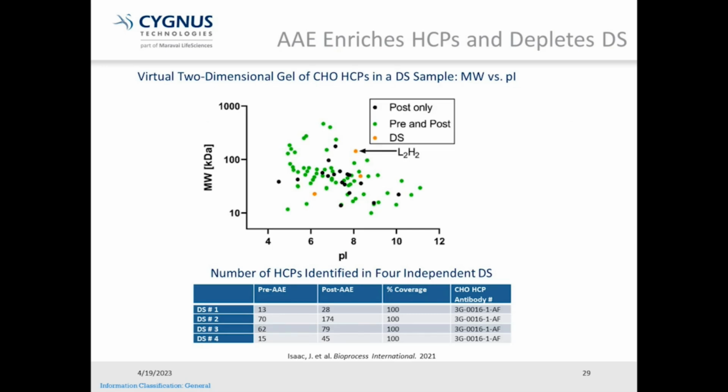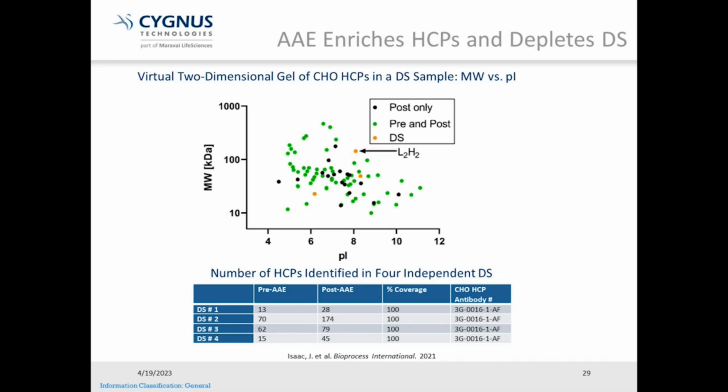AAE is a very useful technique for determining that the ELISA is fit for purpose. This is because it can be used to show antibody coverage in the drug substance, the most important step. AAE is unique compared to other antibody coverage methods because it can enrich host cell proteins above the limit of detection of the MS and deplete the drug substance.